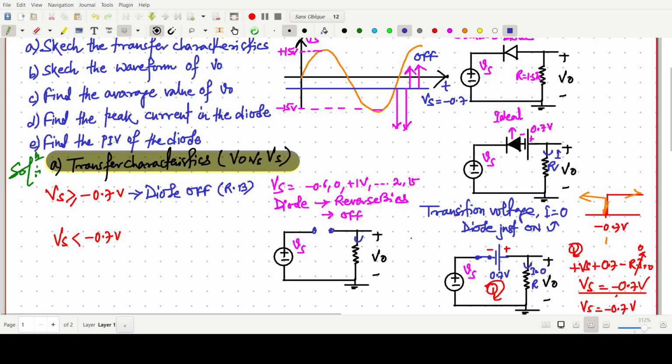So there will be zero current in the circuit. So V naught will be simply 0 volt when the diode is in reverse bias for Vs greater than 0. It is a very useful thing, useful information we can say. So V naught equals 0 volt. So this is the corresponding circuit. When we take all these values, this will be 0.